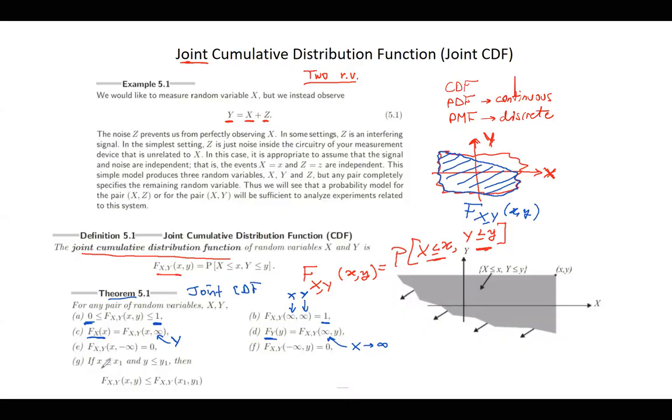If we define two values of random variables X and Y, where x is less than or equal to x1 and y is less than or equal to y1, then Fxy(x, y) is less than or equal to Fxy(x1, y1). Okay?